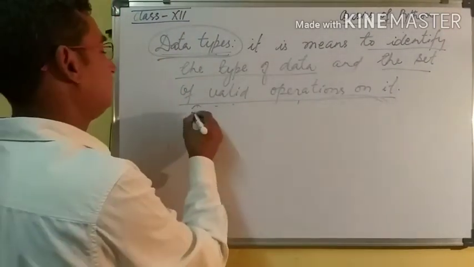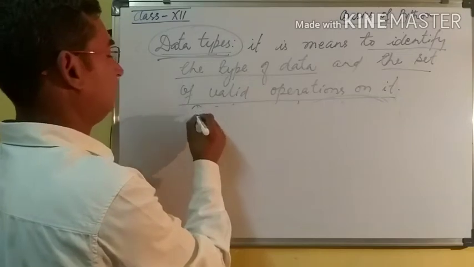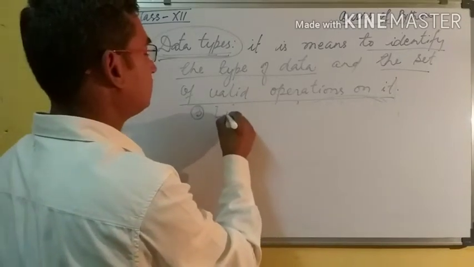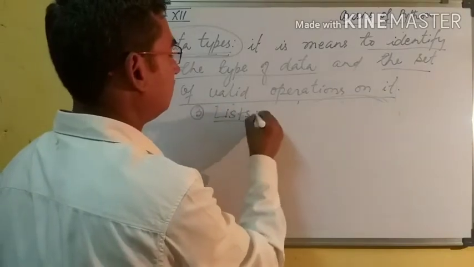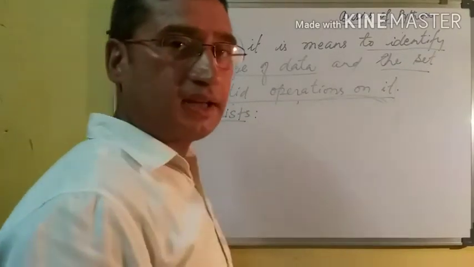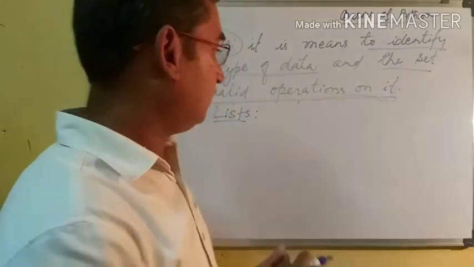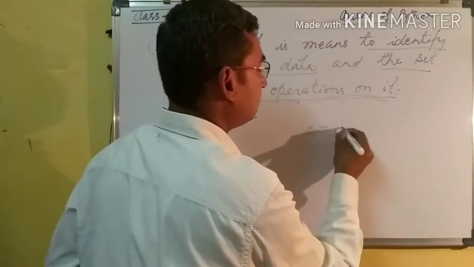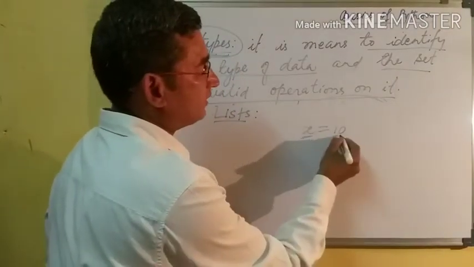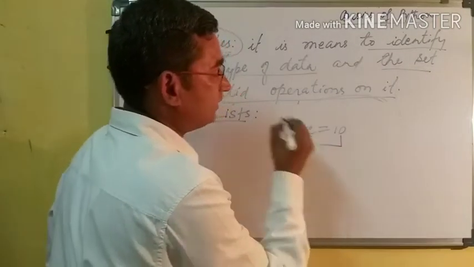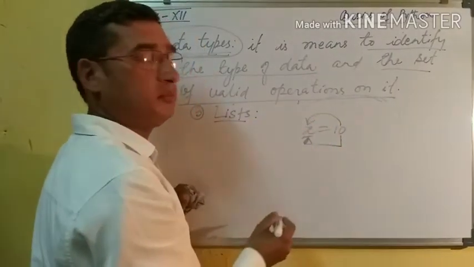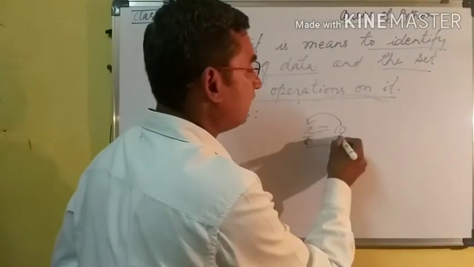Next data type is lists. If you have collections of values, in this example which I have written here, in this variable x, the value 10 is assigned here. It means in this x only one value is assigned. Means this x refers to only one value.